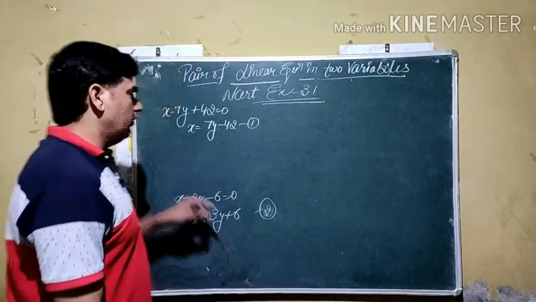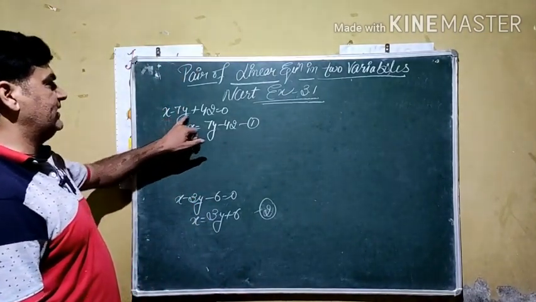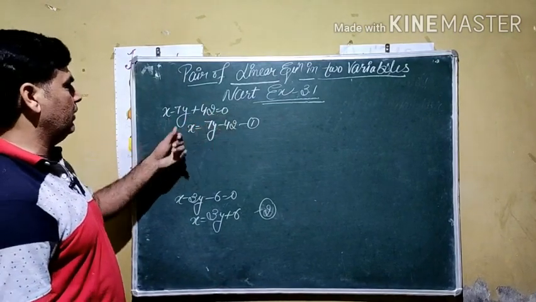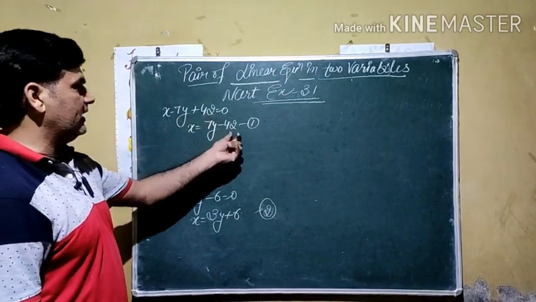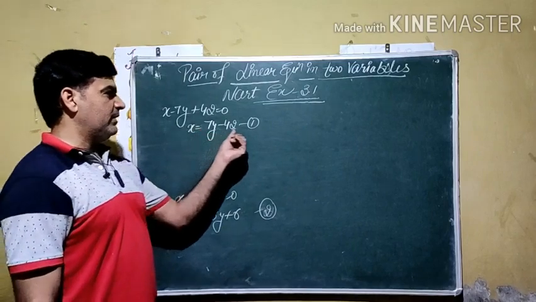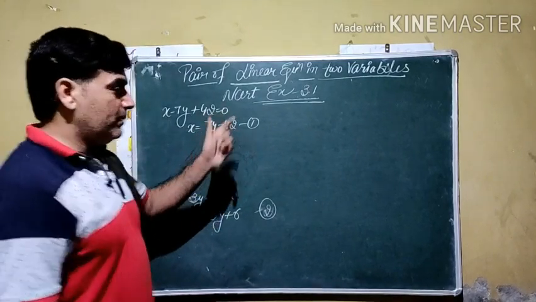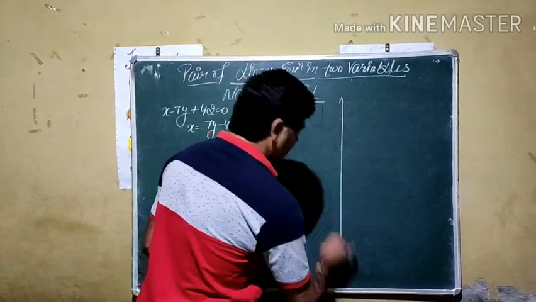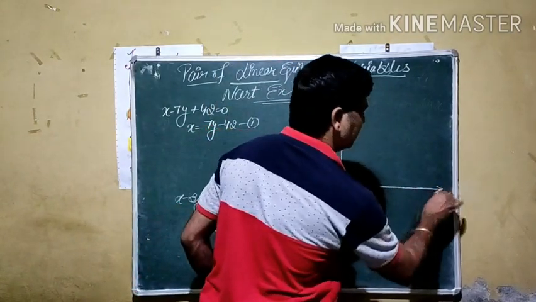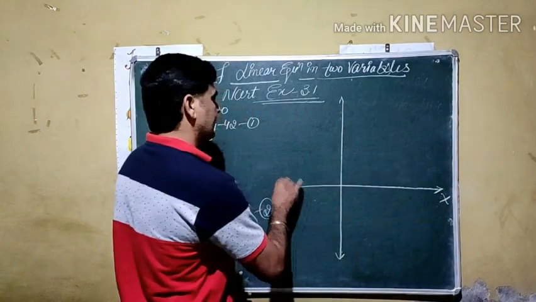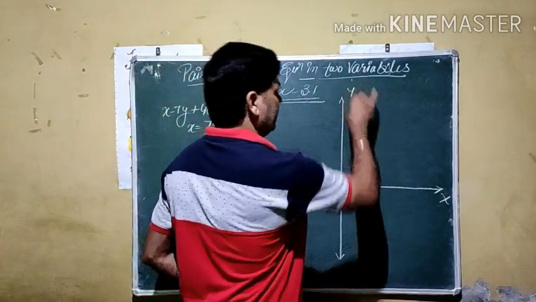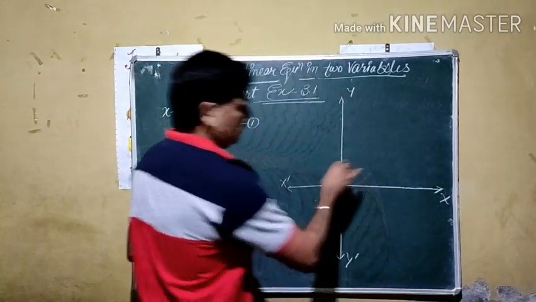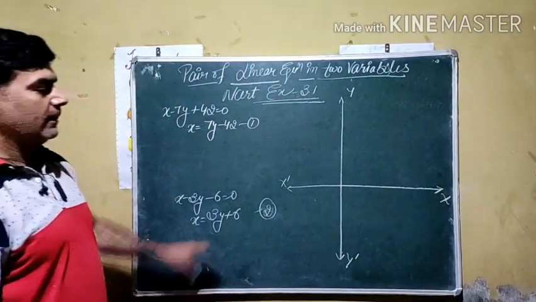If we further conclude, the first equation is x minus 7y plus 42 equal to 0. If we shift y and the constant to the right-hand side, we get x is equal to 7y minus 42. To represent it graphically, we need the x-axis as well as the y-axis. This is the positive x-axis, this is the negative x-axis. This is the positive y-axis, this is the negative y-axis. Here we are going to represent graphically.